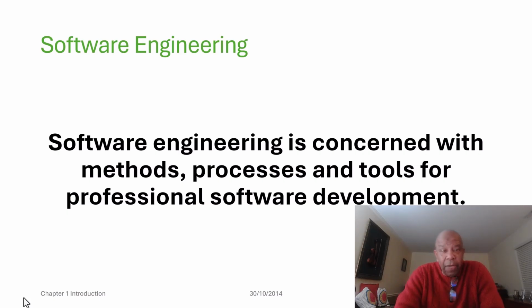Later on, you're going to find out that there are multiple methods that we can use, and the type of application we're building will drive where we're going. But in general, looking at software engineering, we have methods, processes, and tools, and the question is how we utilize them to develop an effective system that gives the users what they want.